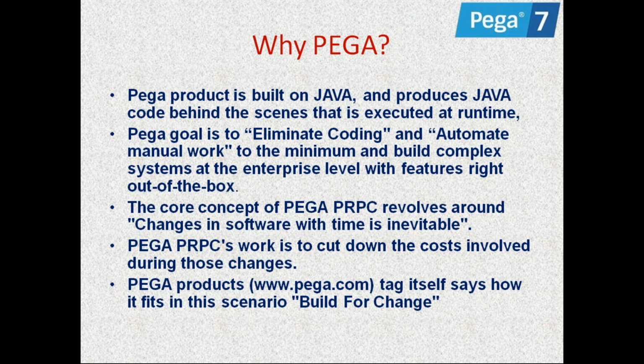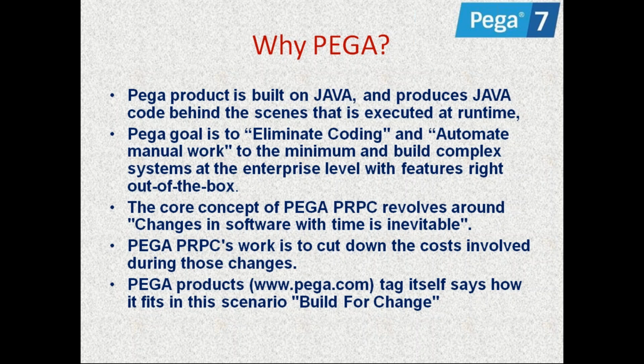And why we have to go with Pega? Basically, Pega is a Java based application. The Pega product itself is built on Java and produces Java code behind the scenes. So we can see the source code. Even though we will not use Java directly, in the backend it generates the source code and we can view it. We cannot modify it; it is automatically generated in the backend. I'll show you that in the application.